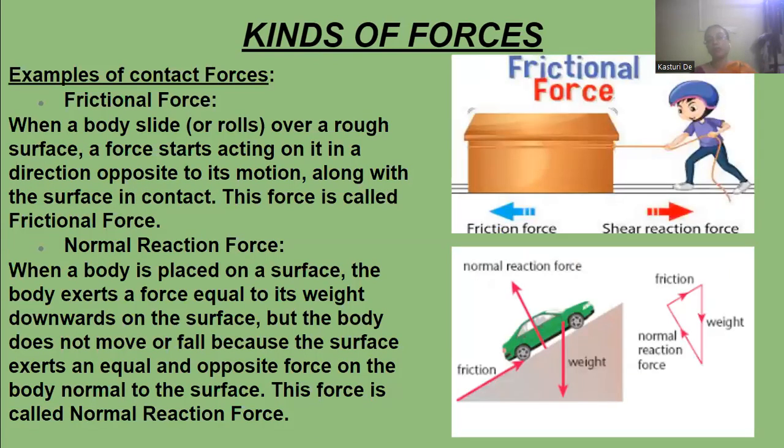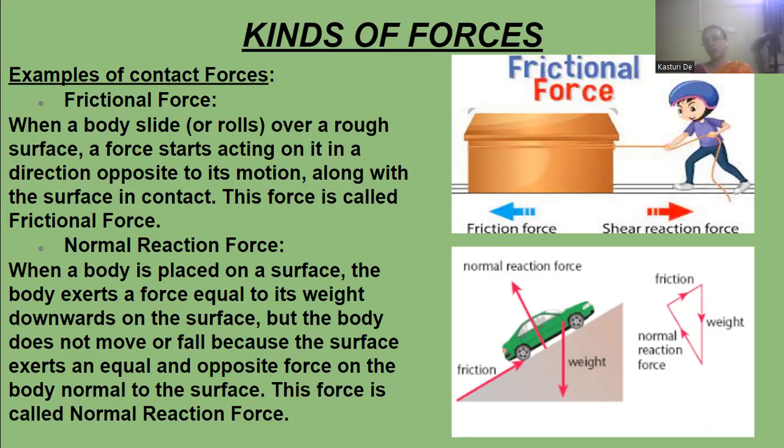Now we come to the examples of the different types of contact forces. First is frictional force. When a body slides or rolls over a rough surface, then a force starts acting on it in a direction opposite to its motion along the surface in contact. This force is known as friction. If there had been no frictional force, we could not keep any object anywhere, or rather we would have fallen down.